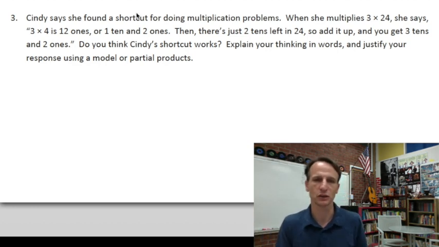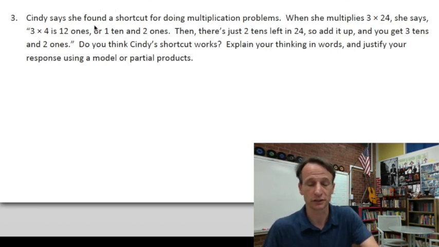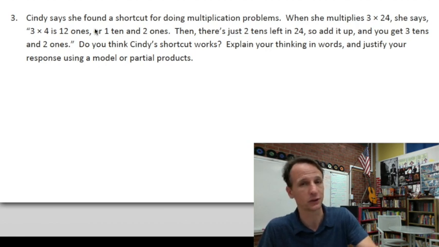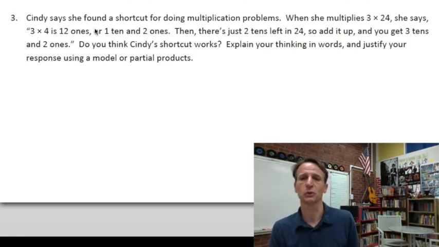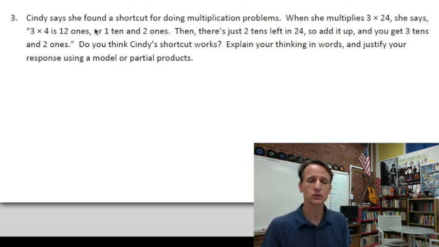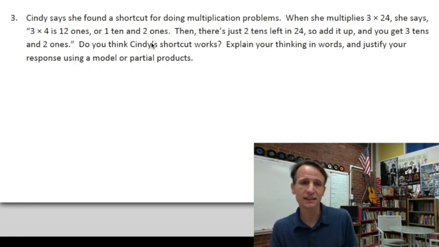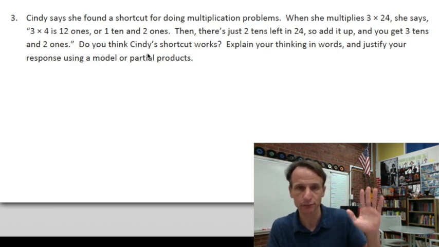Here we go. We get a little word problem of sorts. So Cindy, whoever she is, says she found a shortcut for doing multiplication problems. Oh, you know there's trouble afoot when Cindy is finding shortcuts. When she multiplies 3 times 24, she says 3 times 4 is 12 ones, or 1 10 and 2 ones. Good so far, right? 3 times 4 is 12, which is 1 10 and 2 ones. We'll stop and think about that, all right?